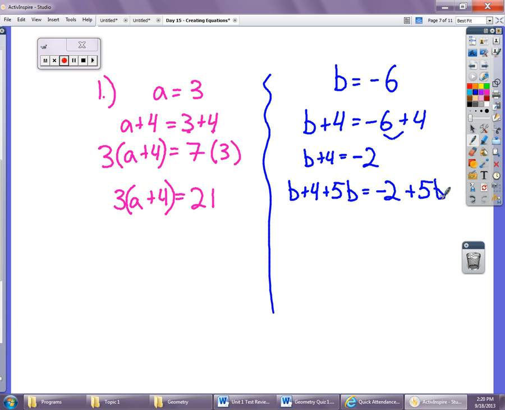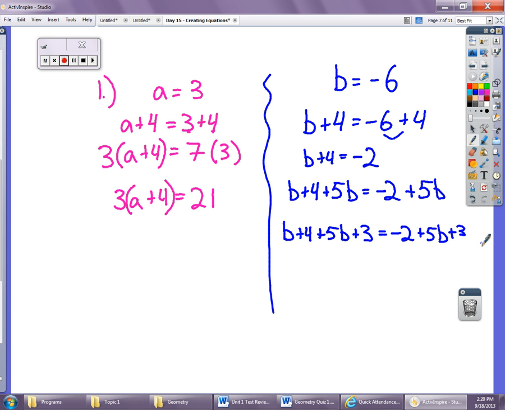Now I might want to leave this out so I have combining like terms. So I have b plus a 5b. And then we can make this even one step farther and say b plus 4 plus 5b plus 3, and then negative 2 plus 5b plus 3. Once again, all I did was add 3 to both sides. Now we have combining like terms on the left side, combining like terms on the right side, and variables on both sides. So that's how we can get these two-step equations and multi-step equations.